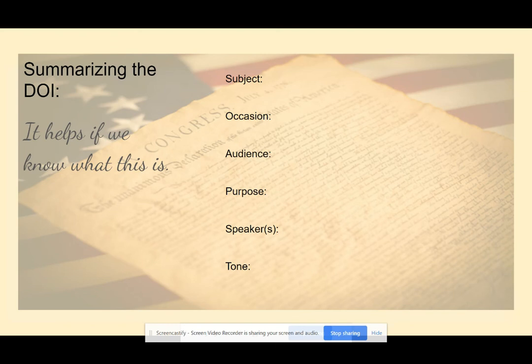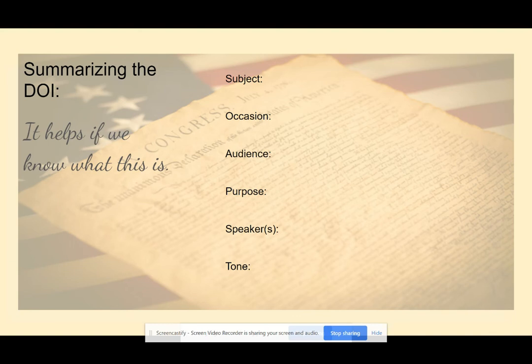Because of the king. Right. The King of Britain has mistreated them so badly, they are now declaring themselves separate from Britain. They have all these reasons why they have to separate and how he ruined everything. Very good. That's right. So the subject is the reasons why they're declaring their independence, because of the list of grievances that they had with the king.